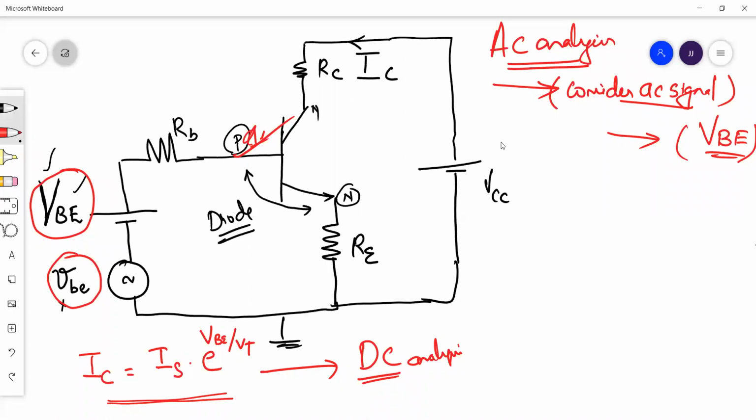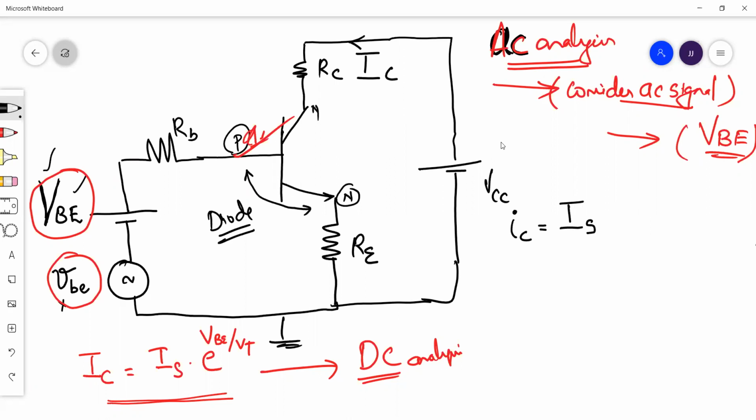So how can I write the current equation? IC, the collector current, how do I write this representation? I am considering this AC analysis. So how can I write the collector current? AC analysis means small letter. So small IC equal capital IS.